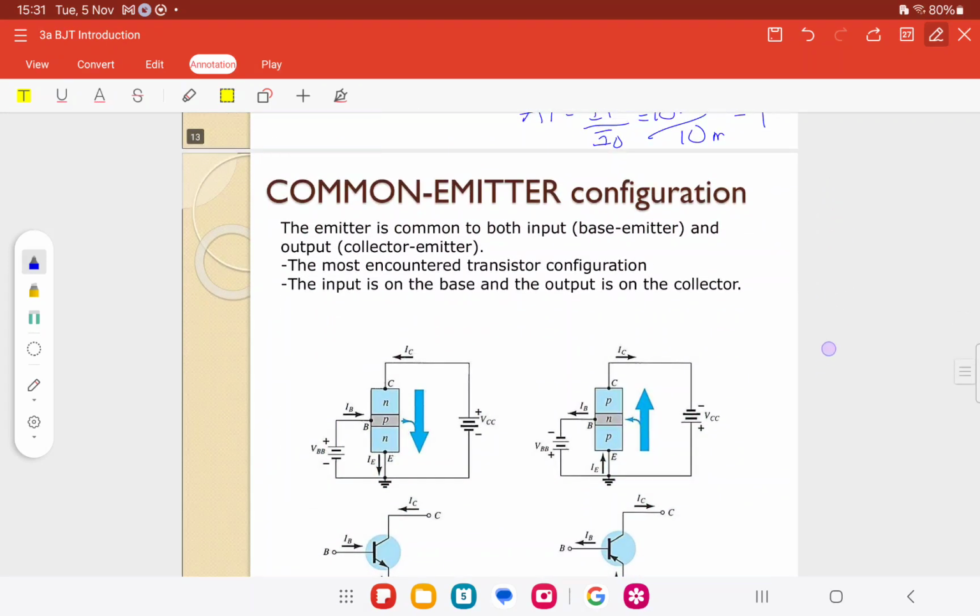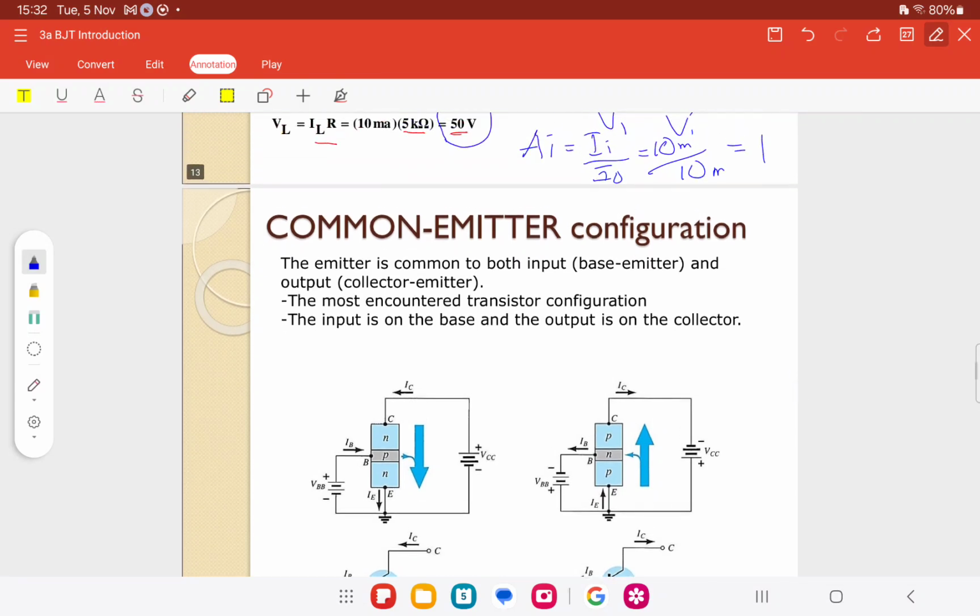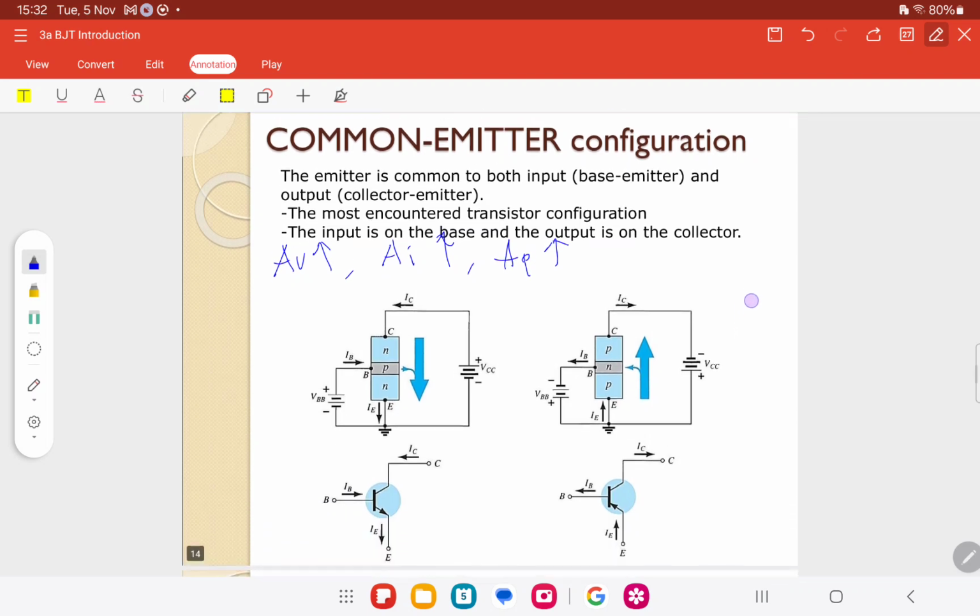Okay, so next we go to common emitter. Common emitter is normally calculation selalu guna lah. Okay, common emitter. Common emitter we have high AV, high AI juga. And for sure kalau dapat dua-dua high, AP dia pun mesti high juga. Okay, so this is the connections.